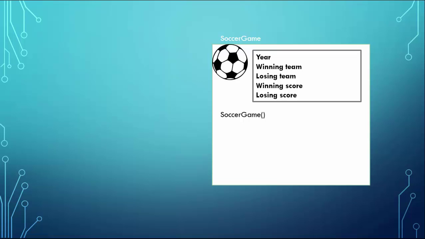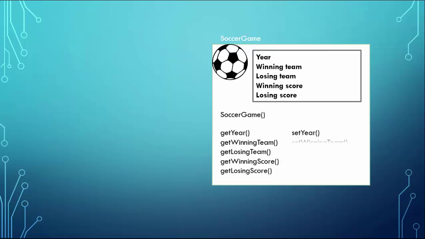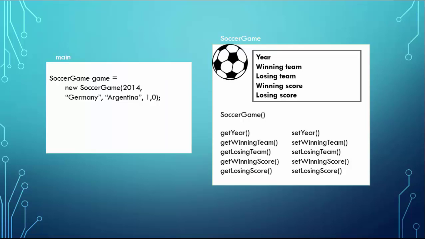The third key piece are the methods, and often these are broken down into get methods that get information from the game, and set methods that change the information in the game. And then we'll see next week that we can add some additional methods as well. So let's start writing a main method to see how this all works together.